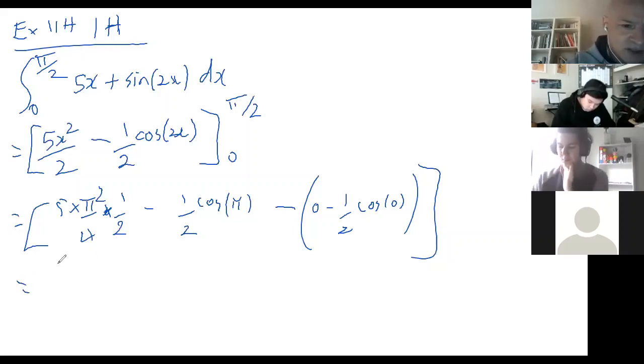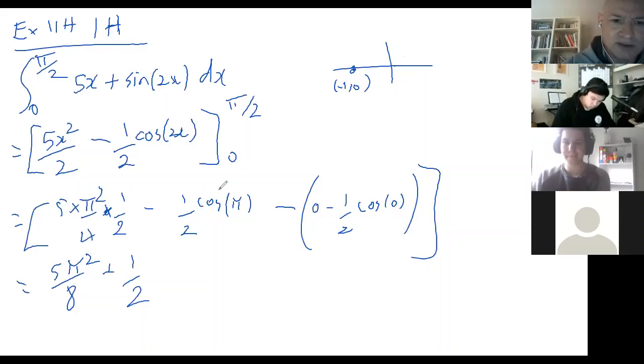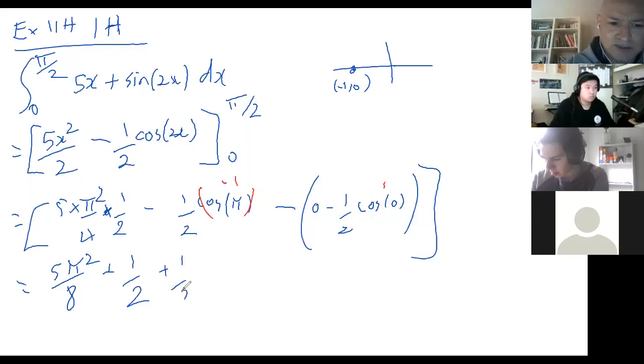Okay, this becomes 5 pi squared divided by 8. Cos of pi is negative 1, so this is a half times negative 1, so this is minus a half. Cos of 0 is 1, so that will be negative a half times 1, which is negative a half, and the negative becomes positive a half. So I've got 5 pi squared divided by 8 plus 1.